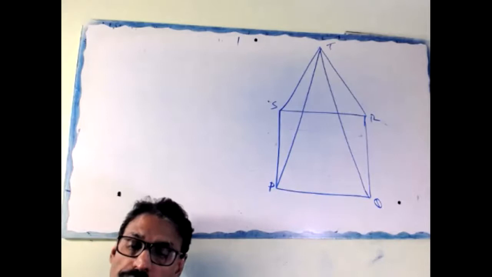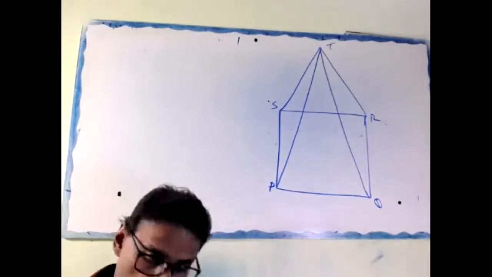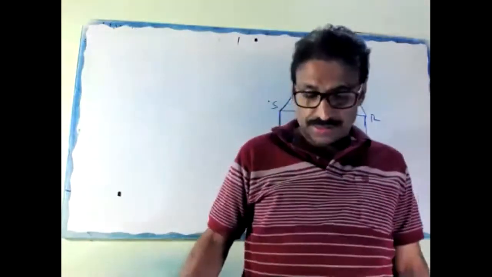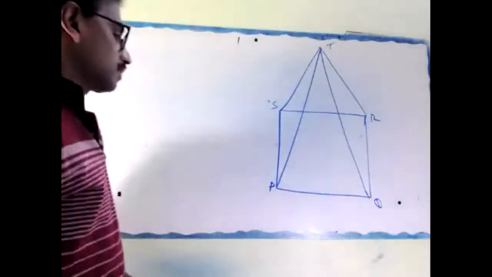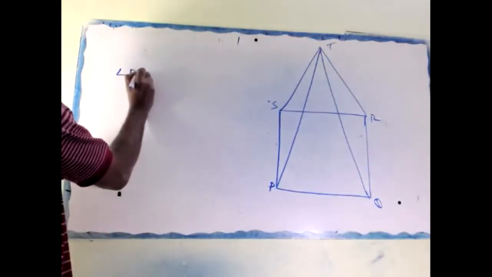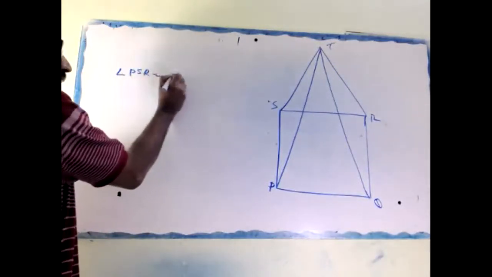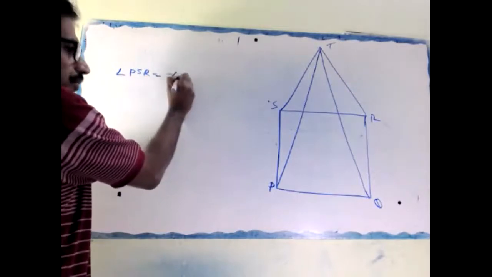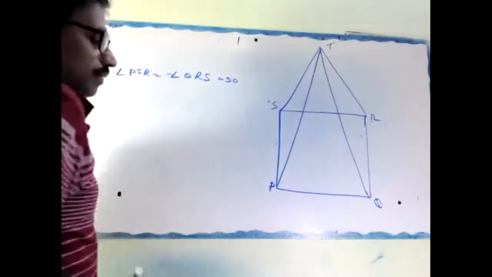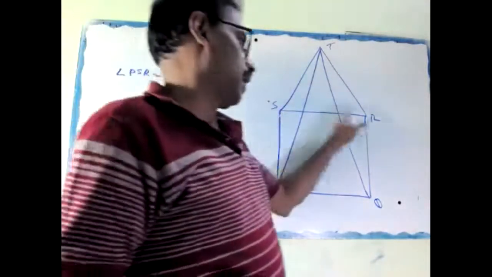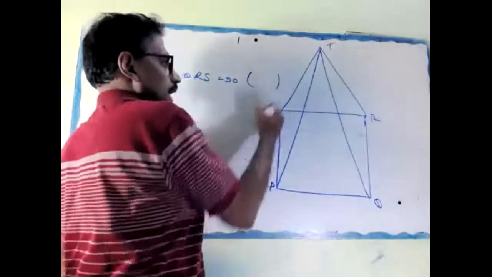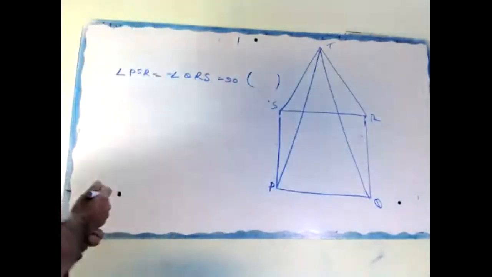Okay. Now look at here. Hello. Listen here. If not getting, listen. We did many times this question here. Look. Angle PSR equal to angle QRS equal to 90. Correct or not? Each angle of a square.